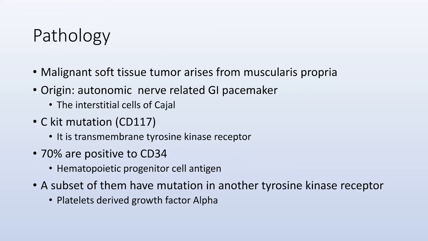70% of them are positive for another marker, which is CD34, and this is different from the other one because it is a hematopoietic progenitor cell antigen. So it's related to the hematopoietic system, and its effect on the tumor and the process of neoplasia in this situation is poorly understood.